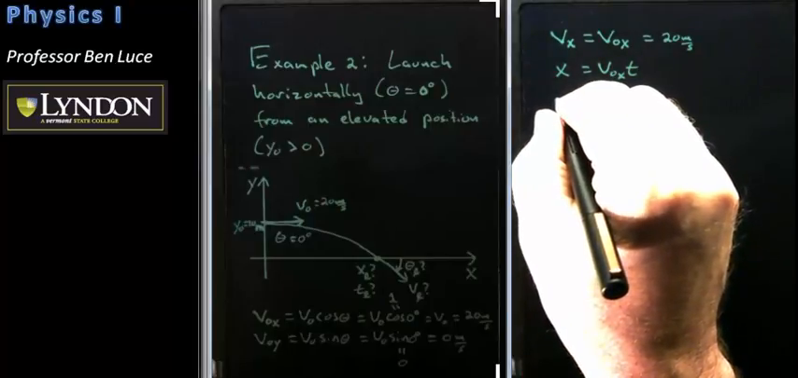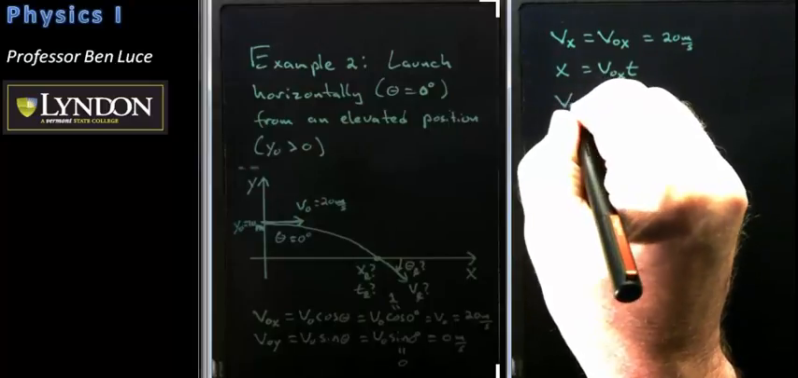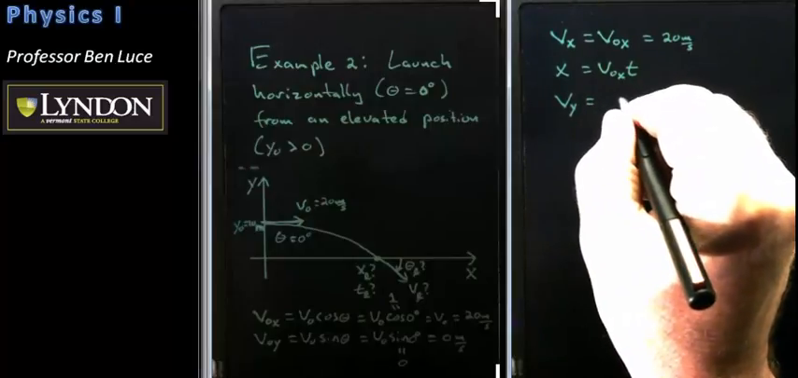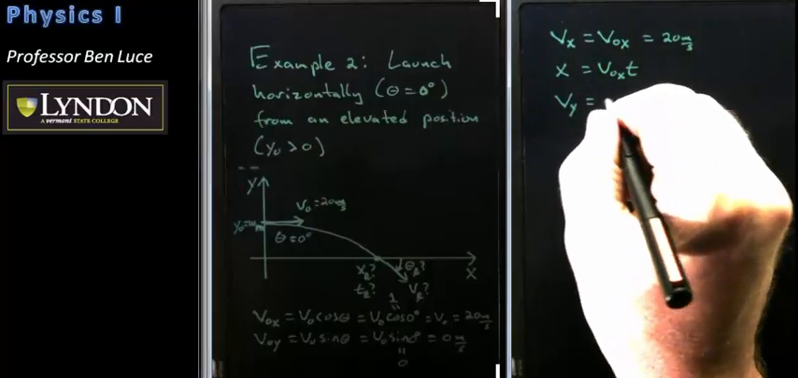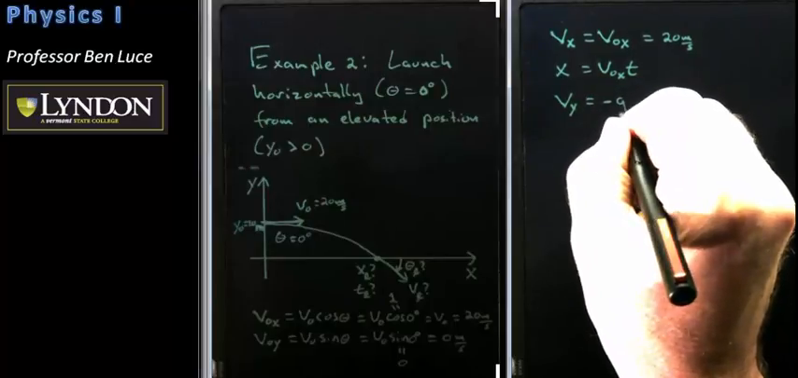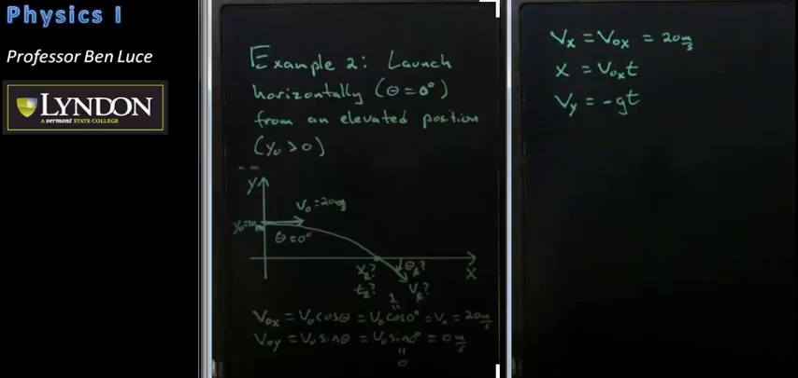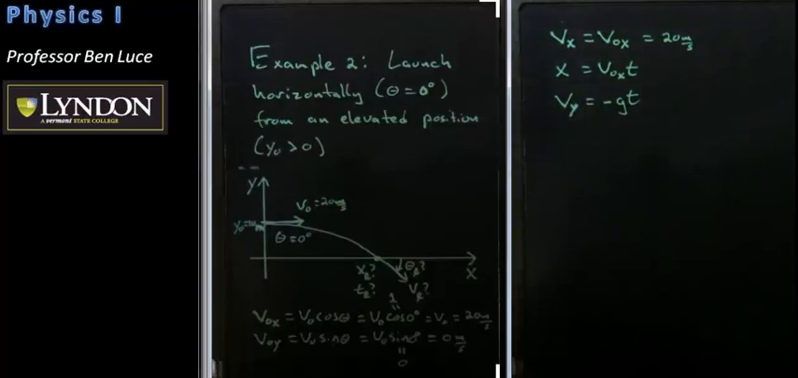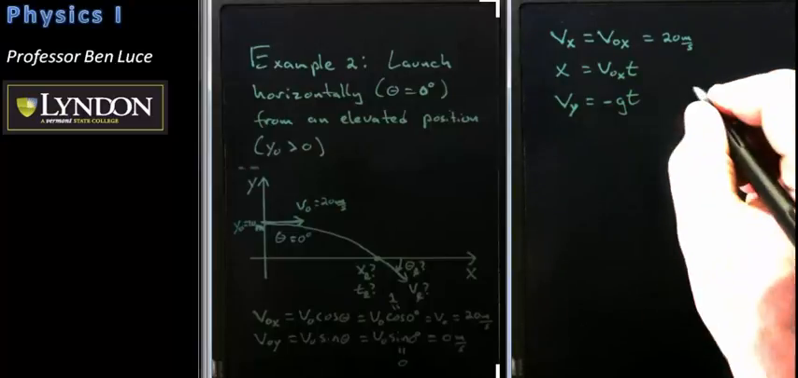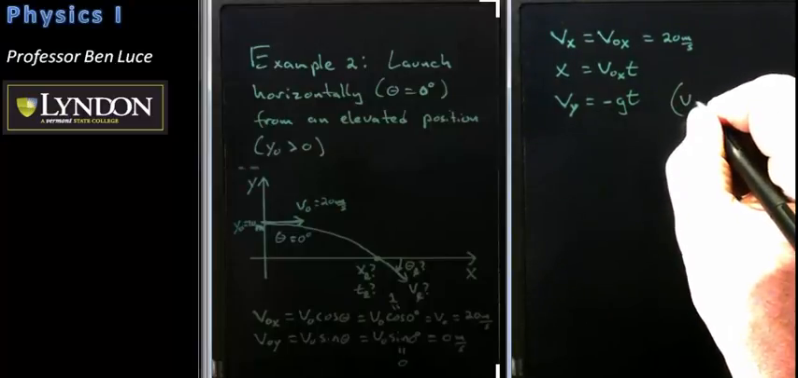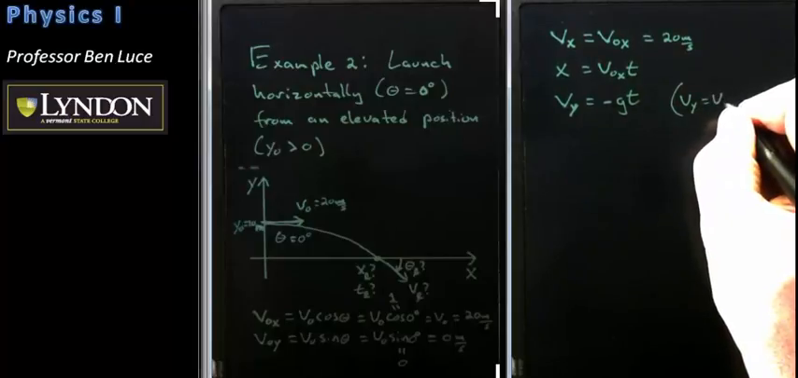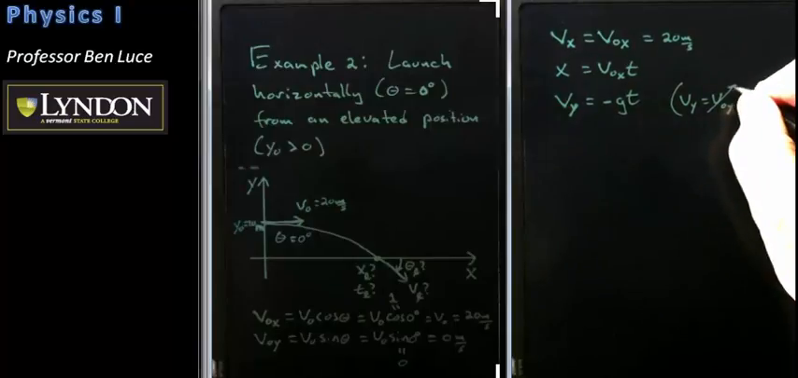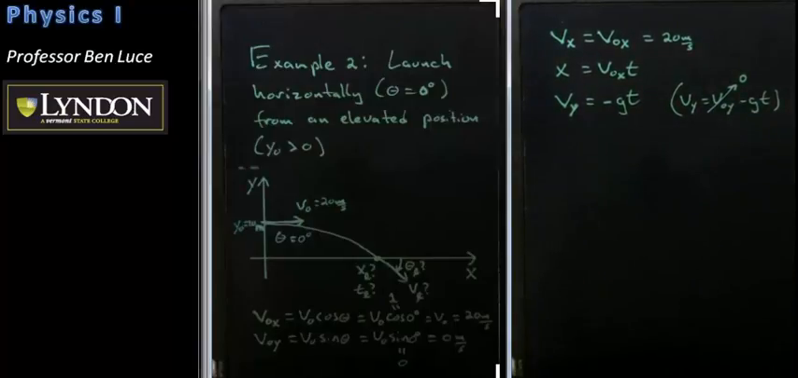But now we begin to get some differences. For vy, vy would normally equal v naught y minus gt, but v naught y is 0, so we just get the minus gt part. So we get a simple equation for the y component of the velocity. That is, just to make sure you understand, the vy equation would normally be this, but the v naught y component is 0.